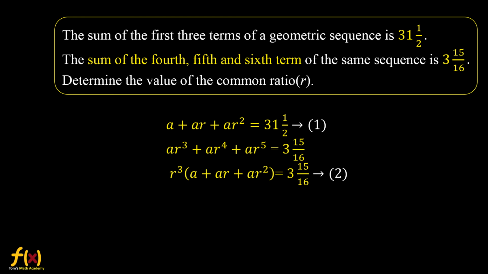Look at equation number 1: A plus AR plus AR square. That is inside the bracket here in equation number 2. What do we do? Equation number 2 divided by equation number 1. Learn the method. You are going to get questions like this. Therefore, we get R cube is equal to 1 over 8. Use the calculator. Therefore, R is equal to the cube root of 1 over 8, which is 1 over 2. We got the answer.